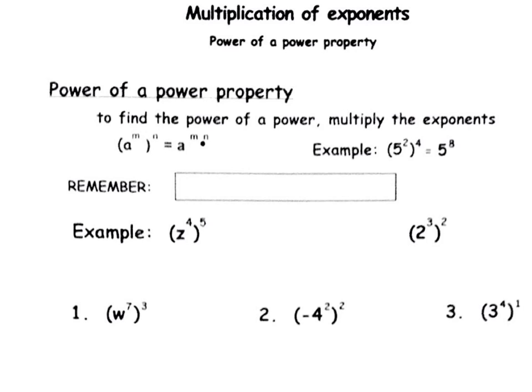Okay, so here is multiplication of exponents and the power of a power property. So we've already gone over multiplying. When you're multiplying two things, like for example, if I were multiplying x squared times x to the third, we know that we would just combine the exponents and make it x to the sixth.